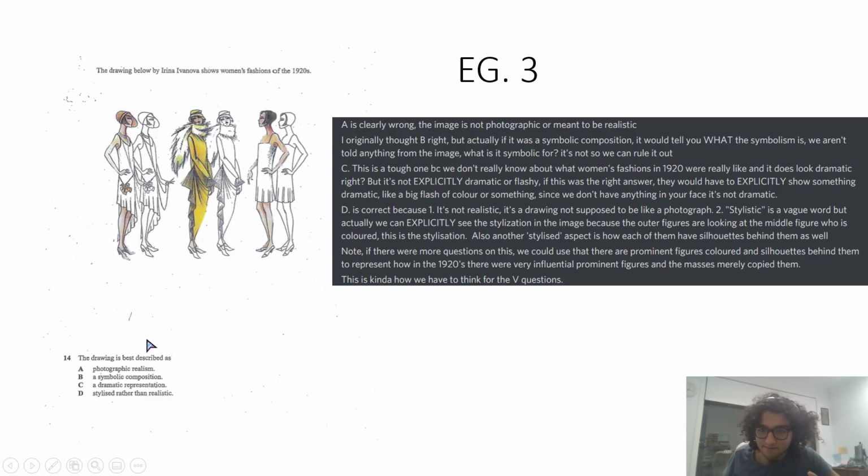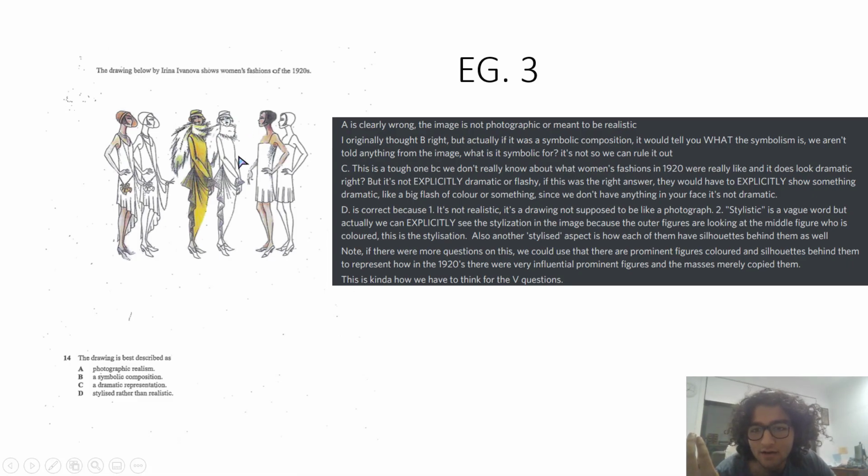Actually, no. Let's go to B, a symbolic composition. I actually originally thought B was right. But if it was a symbolic composition, this is what's important: they would tell you what it's symbolic for, right? We aren't told anything from the image. We can't gather the symbol from the image. What is it symbolic for? If I look at it, sure, it can be symbolic, but what is it symbolizing?